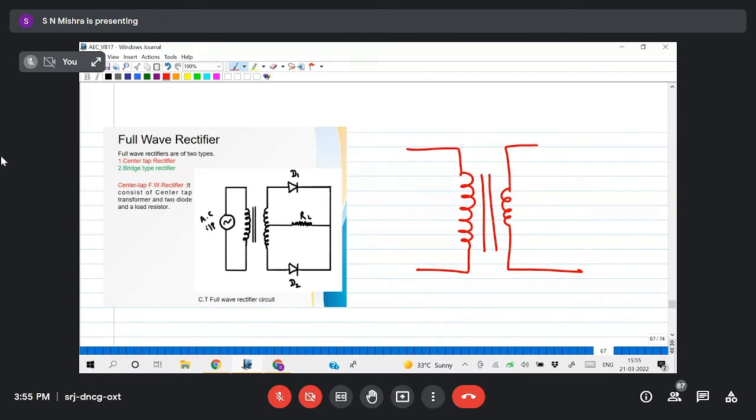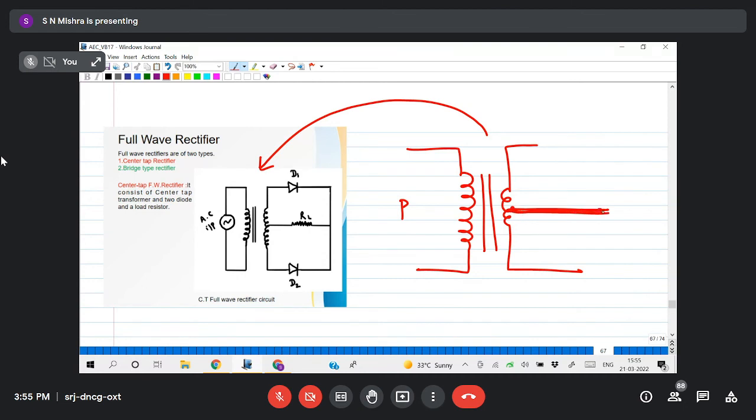Okay, so this is your primary side, this is your secondary side. The number of windings depends on that; it is a step-down transformer. Now if you observe this one, what is the difference? From the center it is tapped. The secondary winding is tapped from the center. Understood? That's why it is called a center tap. From the center it is tapped.